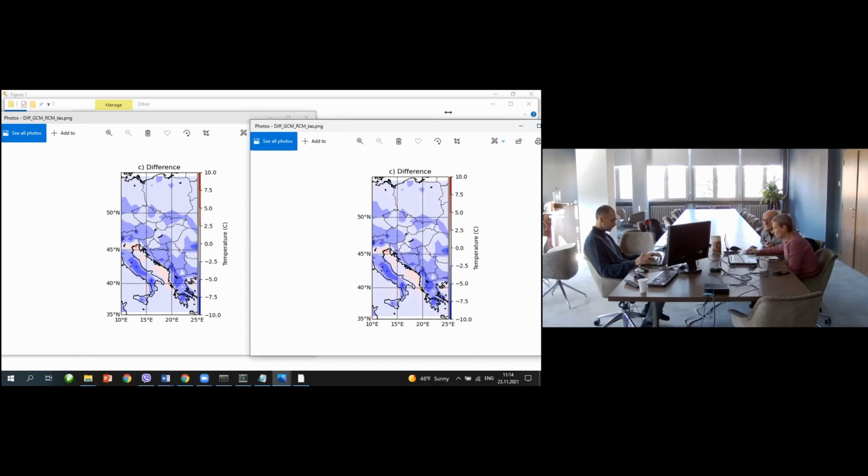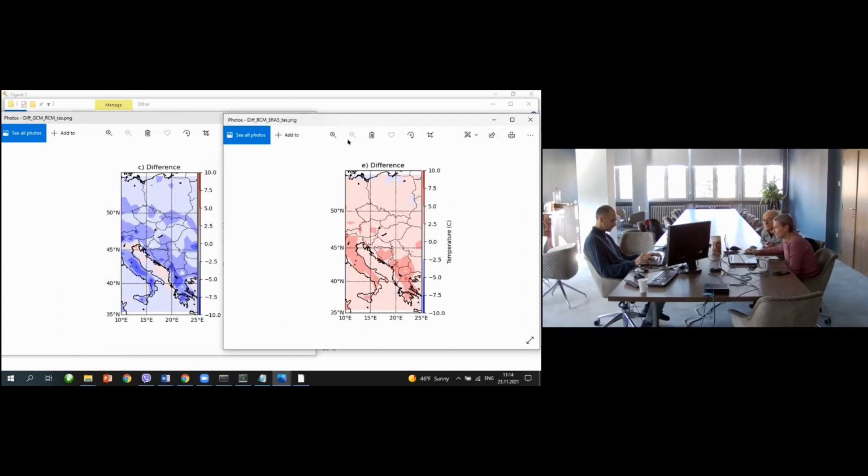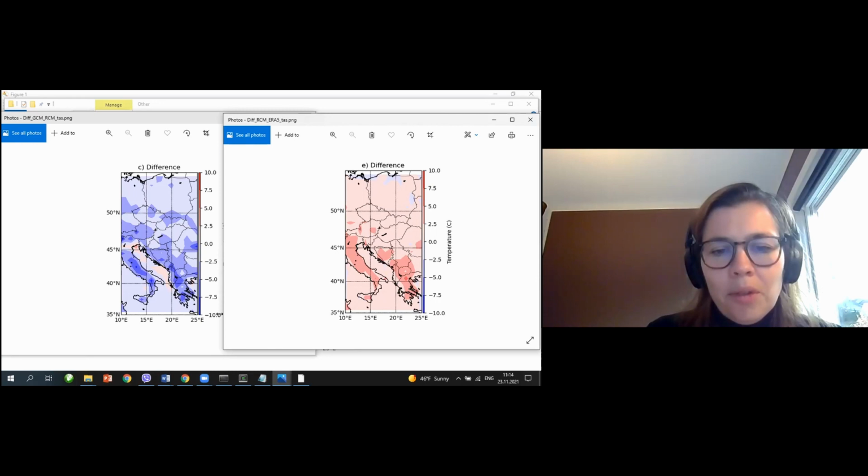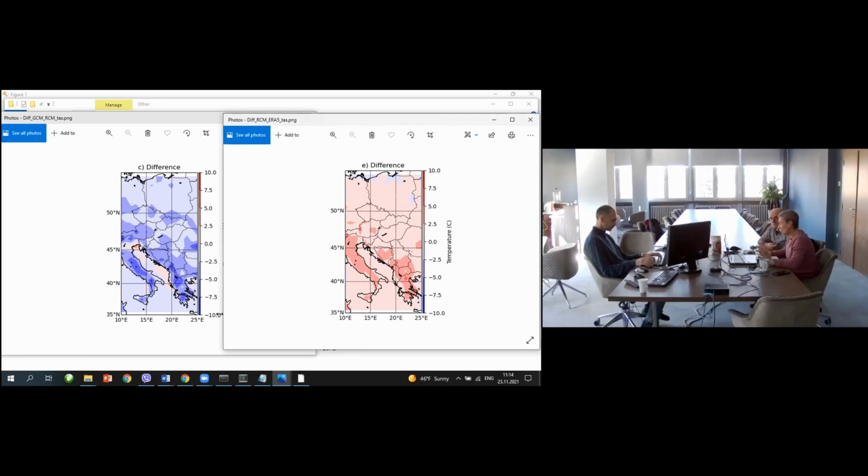Here is the difference between the global climate model and the regional climate model, which means that the global climate model is actually underestimating temperatures according to the regional. It shows lower temperatures by 10 degrees. But of course, you should be careful because it's just one regional climate model and just one global climate model. I understand, but I just want to know what those pictures represent.